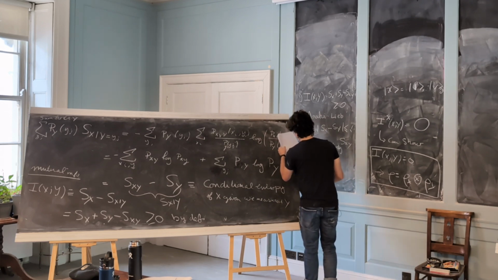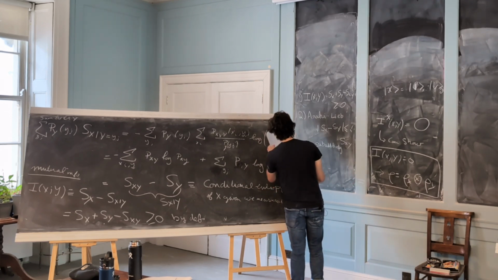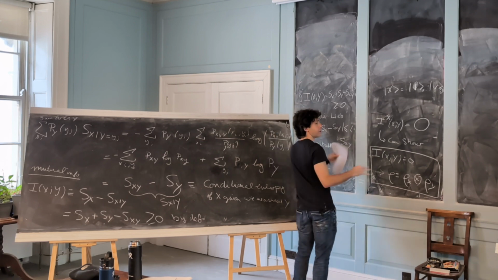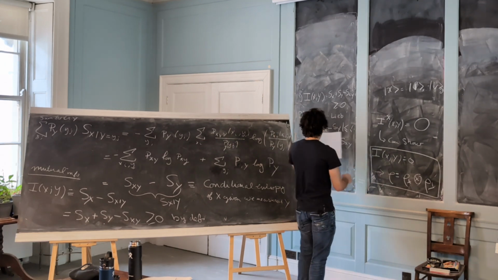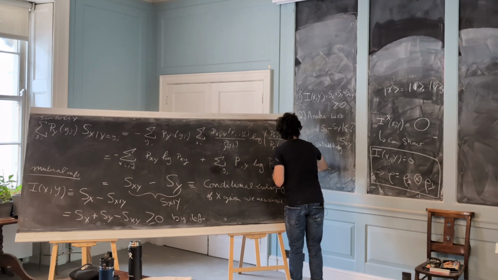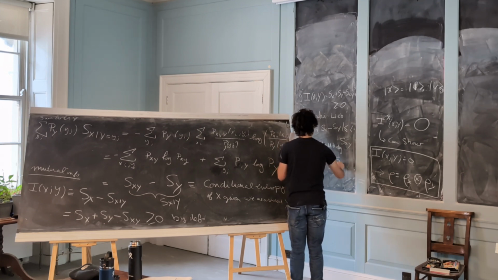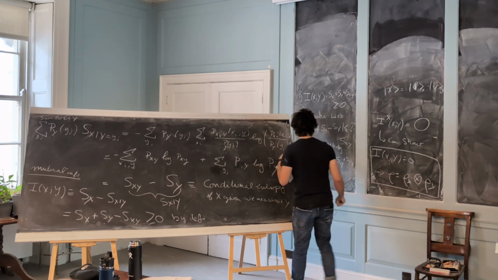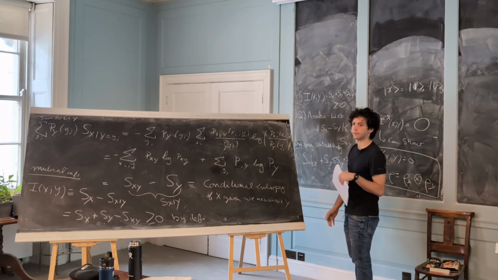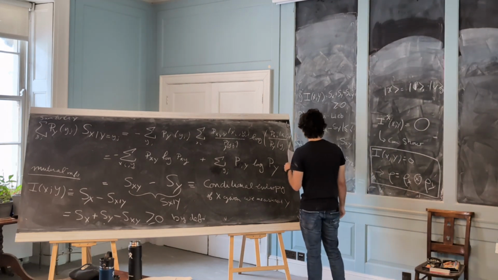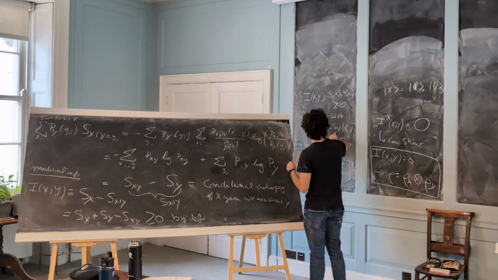And I know you guys can't see this, but strong subadditivity imagines now I have 3 subsystems rather than 2. And it says that the entropy on all 3, Sxyz plus Sy, is less than or equal to Sxy plus Syz.